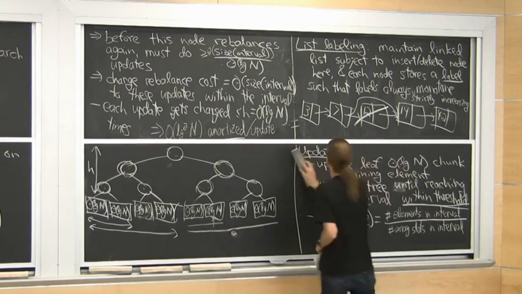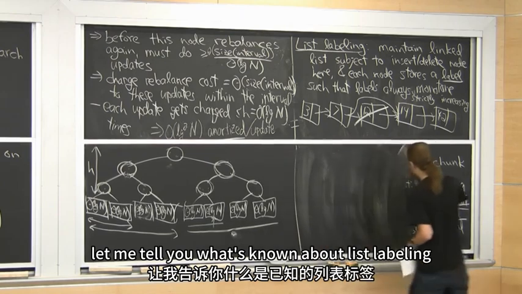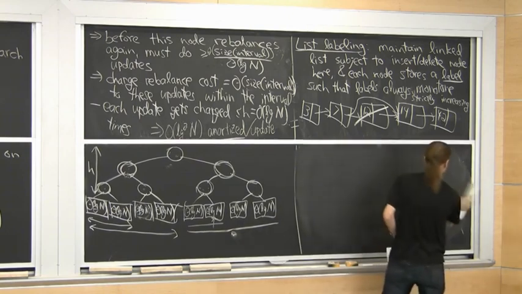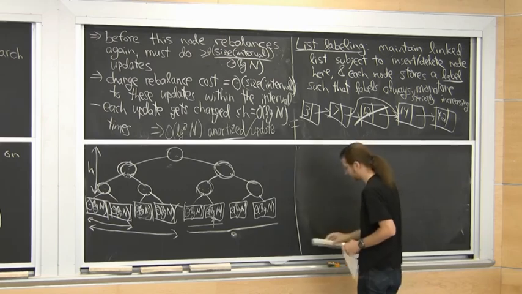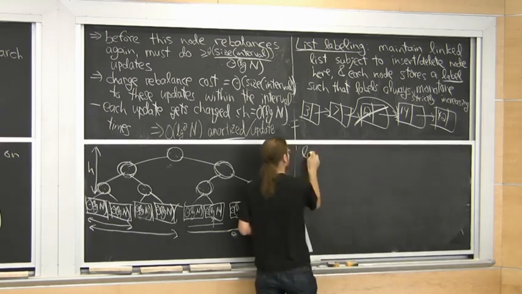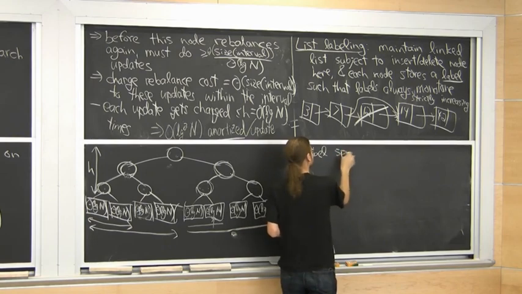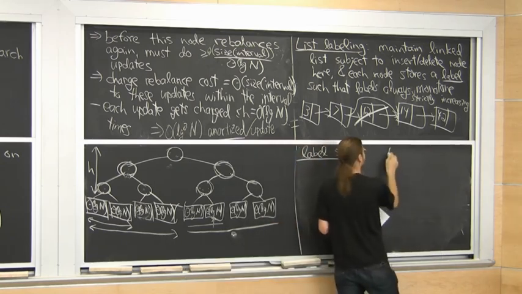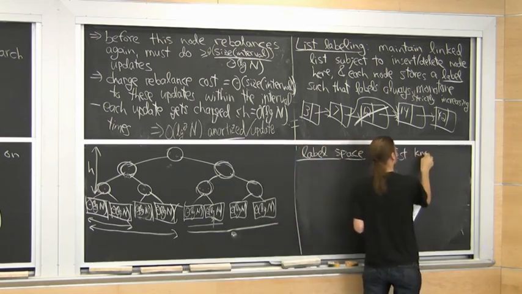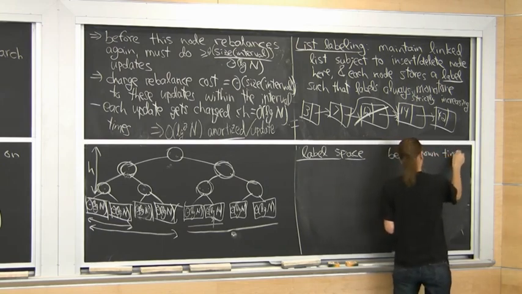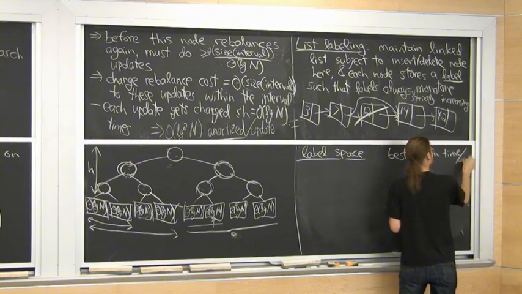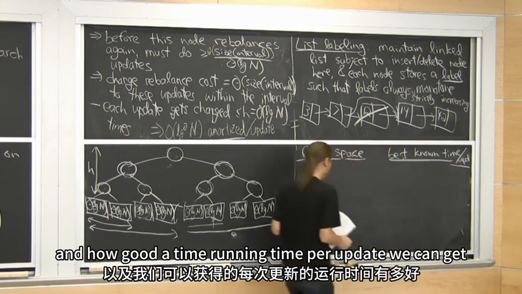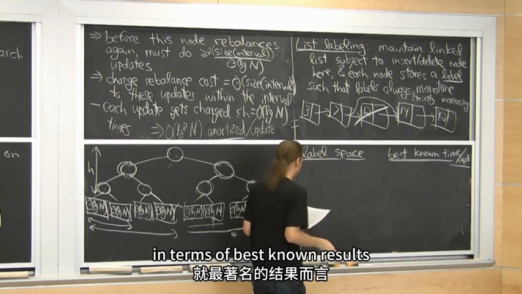So let me tell you what's known about list labeling, in terms of the amount of label space you're given, and how good a running time per update we can get in terms of best known results.